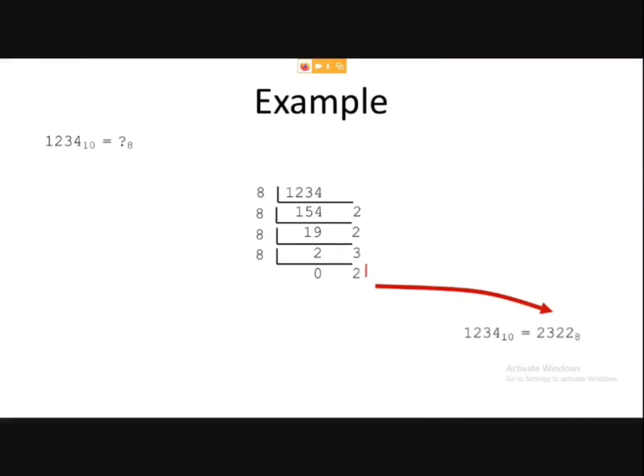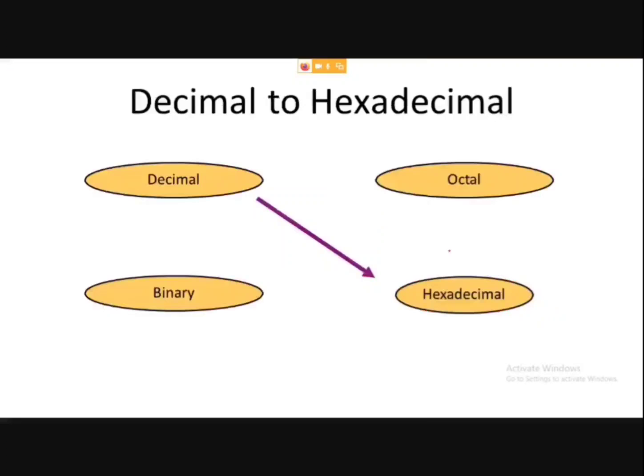So if we arrange these in reverse order, we will be getting 2322. Okay, so this is conversion from decimal to octal.